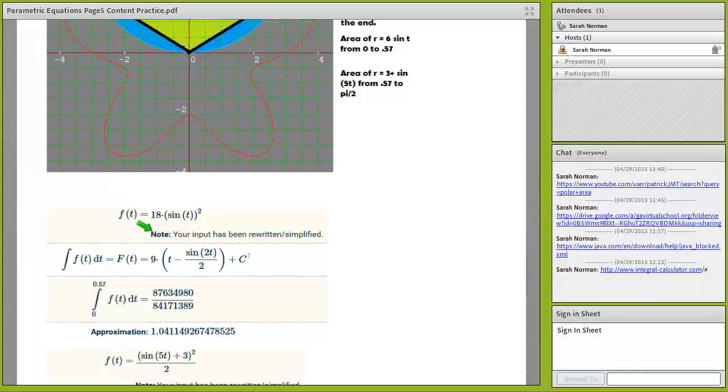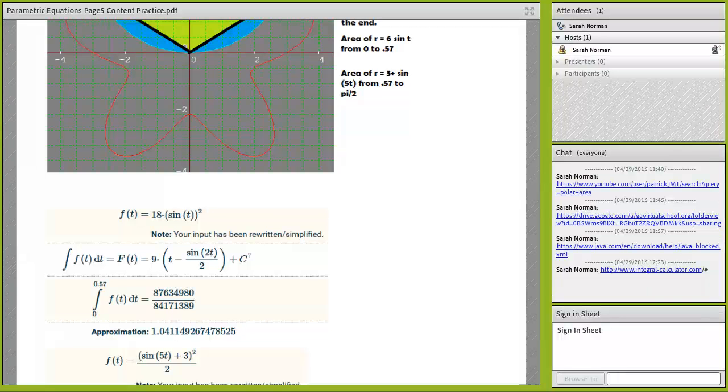So that's why it gave me this note here: your input has been rewritten or simplified. That's fine, I don't care. I know I put it in right, and I did check that it simplified to the integral that I want to take. And again, my boundaries were 0 to 0.57. I did find an approximation, which is 1.04. And remember, we only have to approximate this one. Yay. So we can use the integral calculator, and we don't have to find anything exact in terms of pi or square roots. So I got that one.